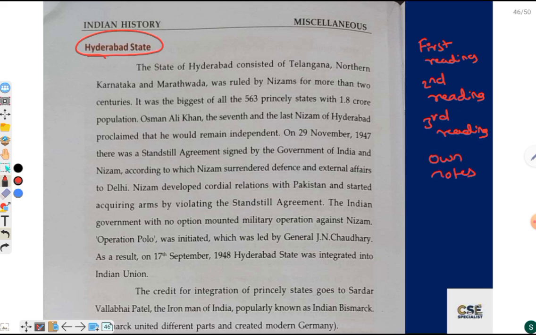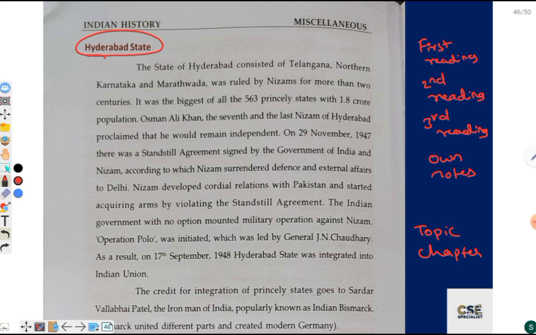In the first reading, if there is a topic, you have to skim over the topic, or if there is a chapter, you have to skim over the chapter. Let's see how to skim. The state of Hyderabad consisted of Telangana, Northern Karnataka and Marathwada. It was ruled by the Nizams for more than 2 centuries. It was the biggest of all the 563 princely states, with a 1.8 crore population.